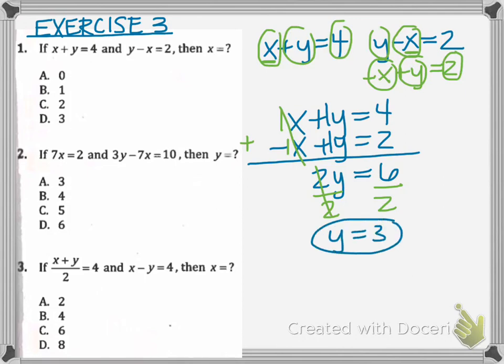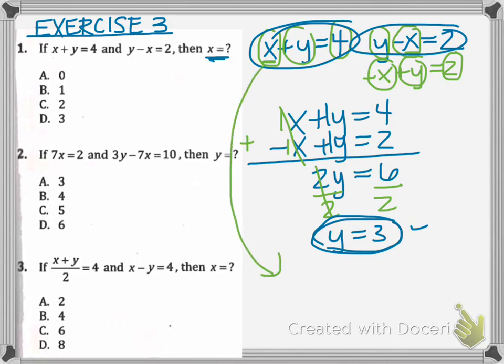Okay, now if I look back at the problem, it says, if we have this system, then x equals what? Well, I need to find x, but I have only found y. The way to find x is to go back into one of these top equations up here and plug in y with 3 and then solve for x. So I think I'm going to use that first equation. I'm going to rewrite it. x plus y equals 4, and I'm going to replace the y with a 3. So it's going to be x plus 3 equals 4.